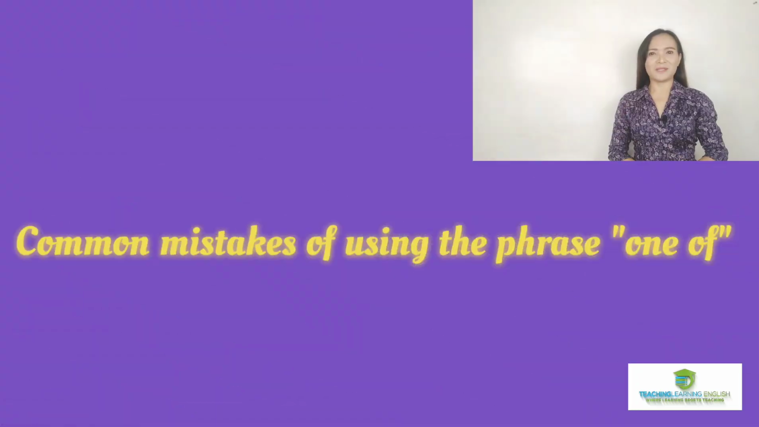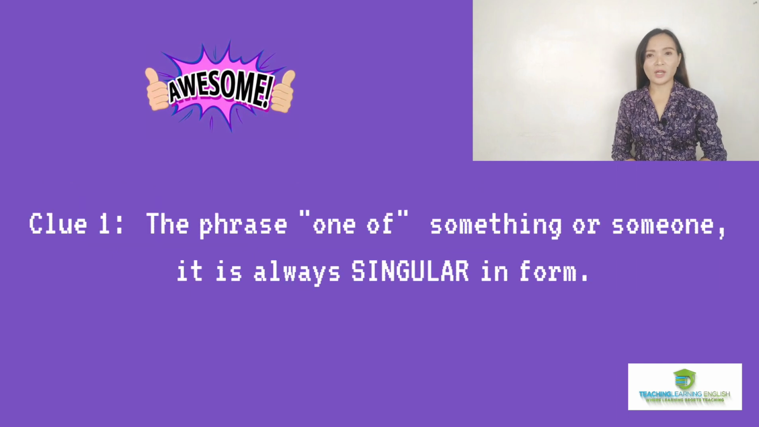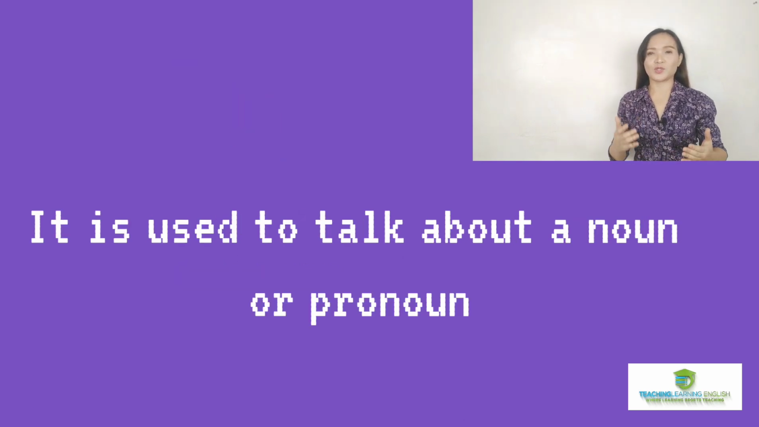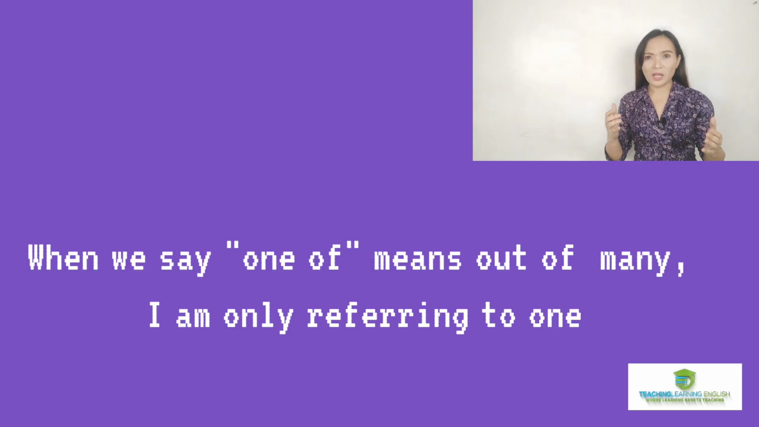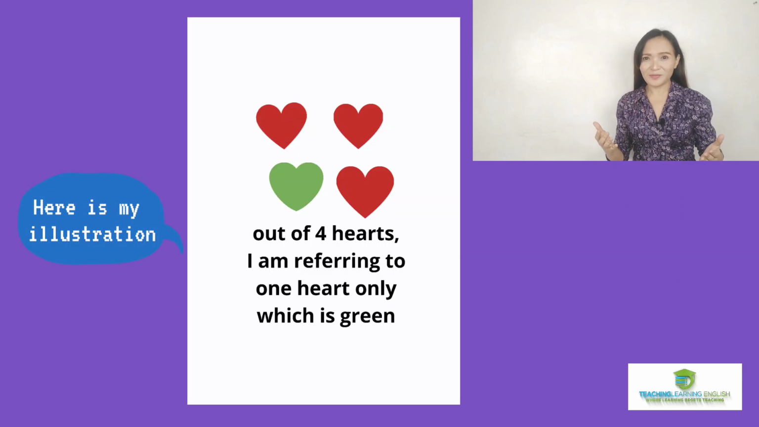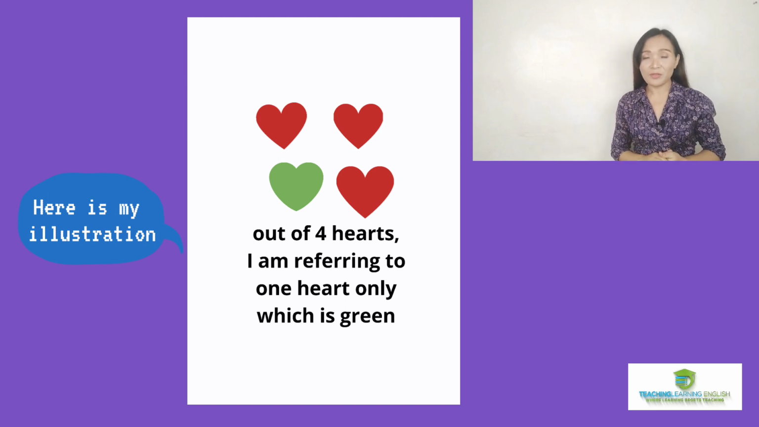We always make mistakes while using the phrase one of. I will give you 3 clues. The first clue is when we use one of something or someone in a sentence, it is always singular in form and is used to talk about a noun or a pronoun. One of means out of many, I am only referring to one. Okay? Example, one of that someone or one of that something.